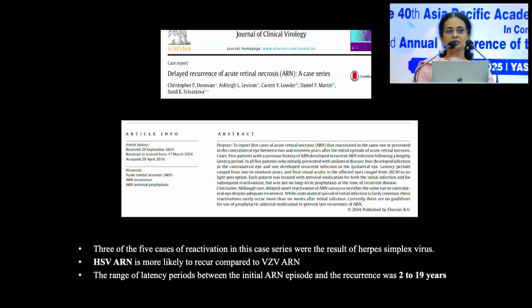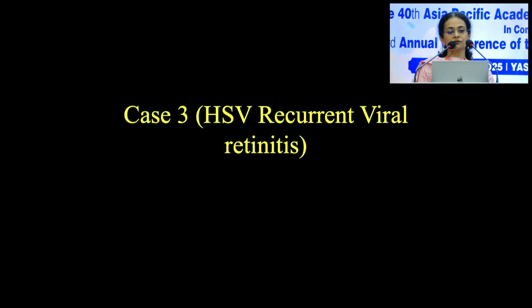What is said is that herpes ARN is more likely to recur as compared to VZV ARN, though recurrence is extremely rare. So we need to keep that in mind, and that is where the importance of PCR comes. I'm not saying HSV ARN should recur, but if it recurs, you are warned as an ophthalmologist. So this was a case of HSV recurrent viral retinitis with acyclovir-induced nephrotoxicity. But since we knew it is an HSV viral retinitis, we could manage with an alternative regime.